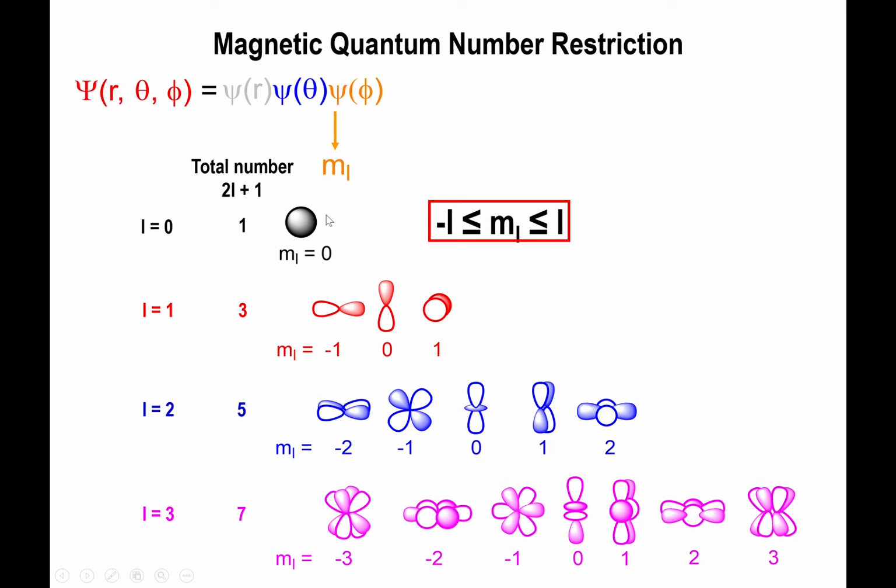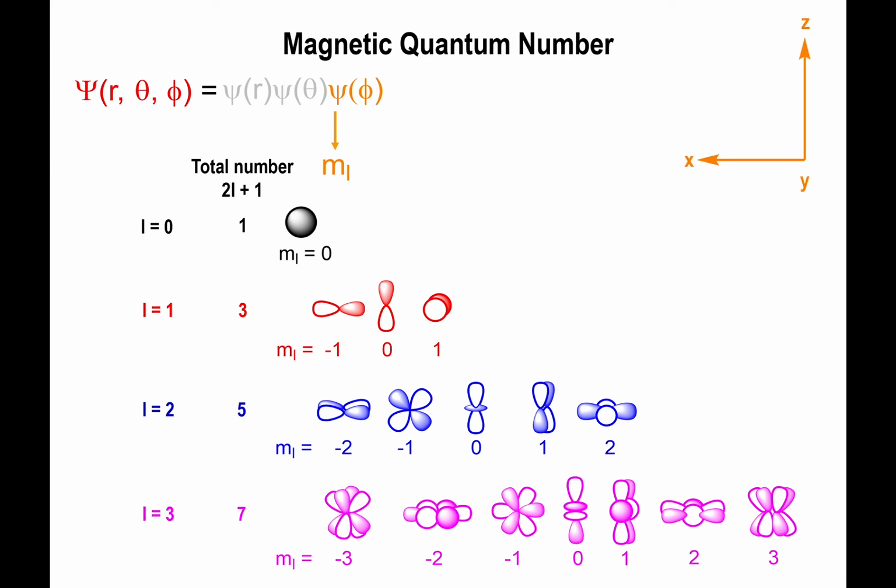But I also want you to notice that there's only one s orbital per energy level. There are 3 p orbitals per energy level. There can be 5 d orbitals for energy levels. And there can be a total of 7 f orbitals for any energy level in which they may be present.